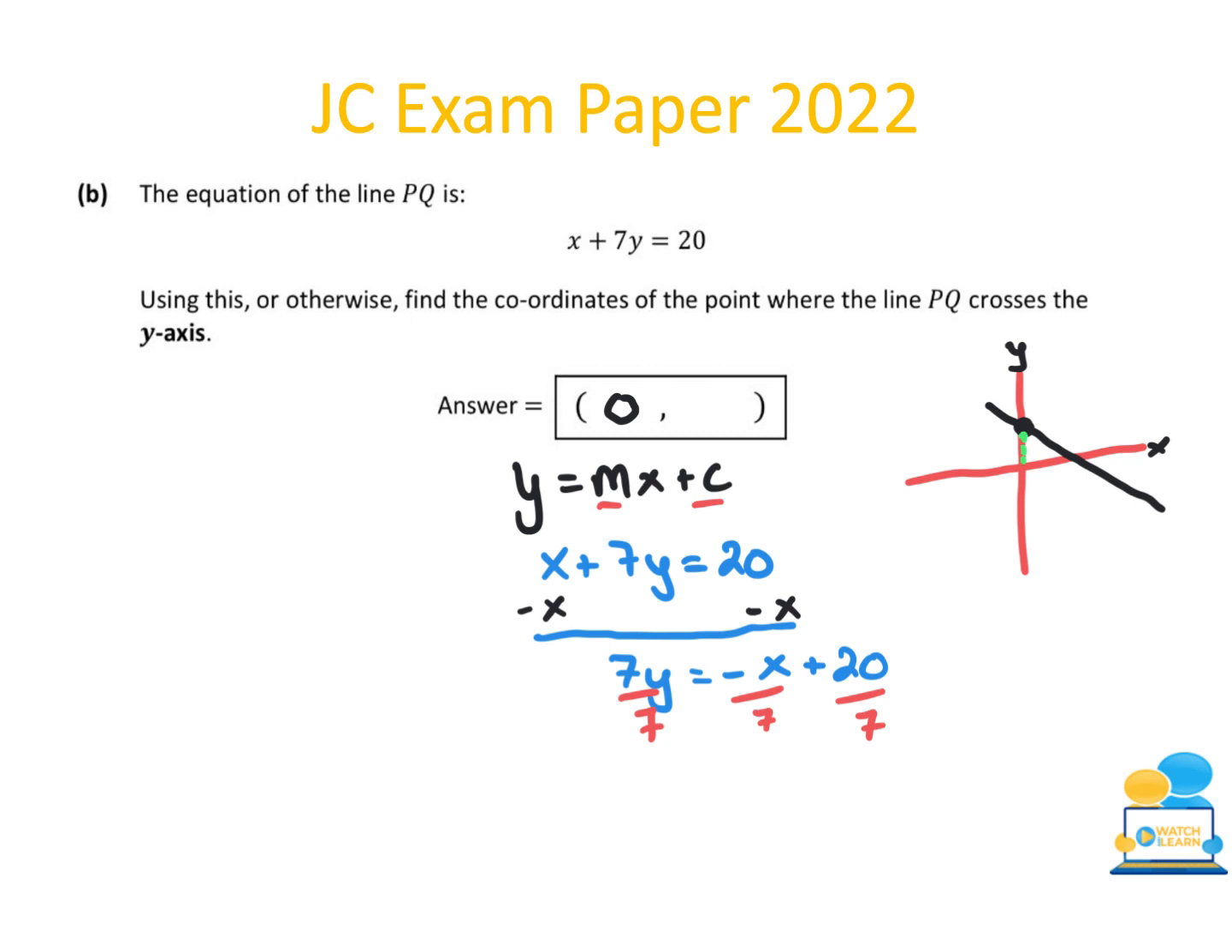That means that I will finally have y by itself on the left hand side, and that will be equal to minus x over 7 plus 20 over 7. Now I have the rest of my coordinate for where this line crosses the y-axis, and that is where my c value is plus 20 over 7. So the answer to this coordinate is the point 0 and then plus 20 over 7.